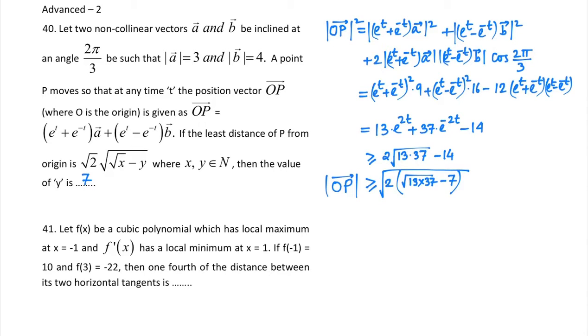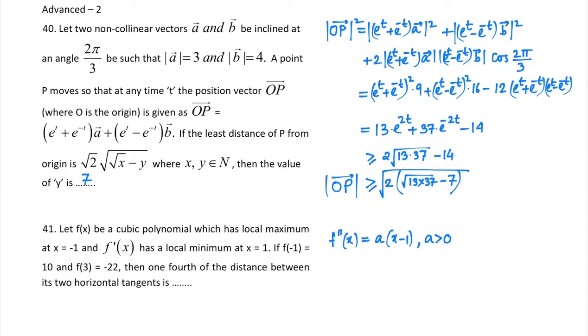x equal to minus 1, and f dash x has a local minimum at x equal to 1. That means if f dash x has a local minimum at x equal to 1, its derivative, that is f double dash x, will be 0 at x equal to 1. So I can write f double dash x equal to a into x minus 1, where a is positive, because if I take the further derivative, that third derivative should be positive, since f dash has a local minimum.